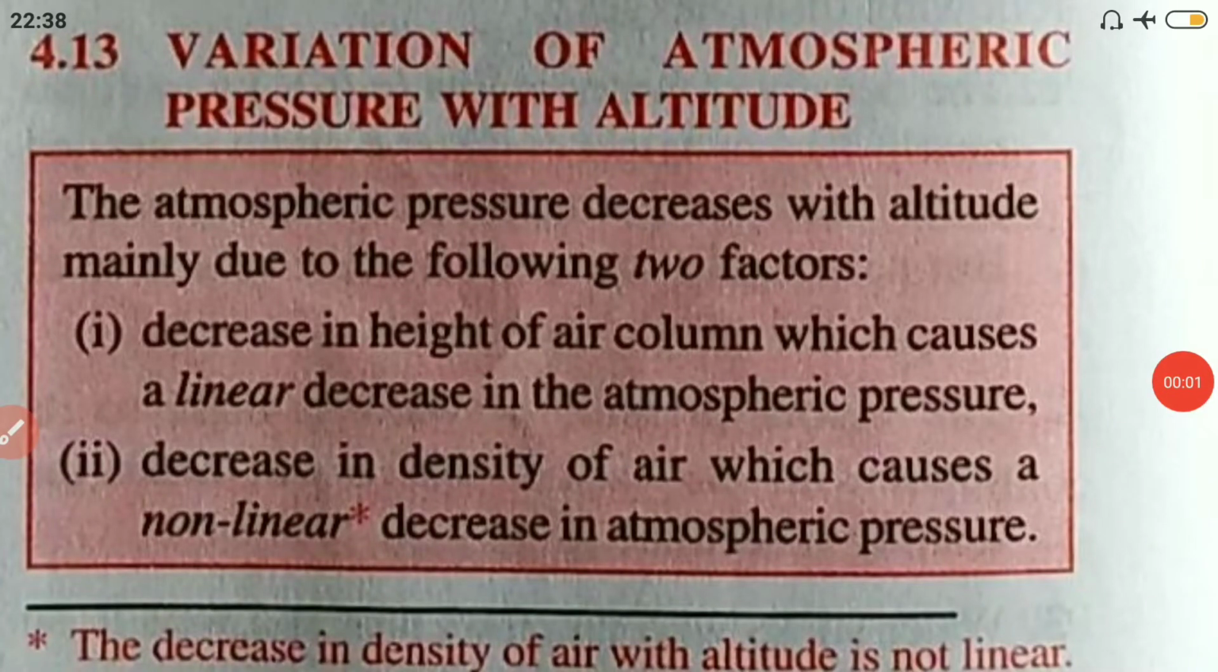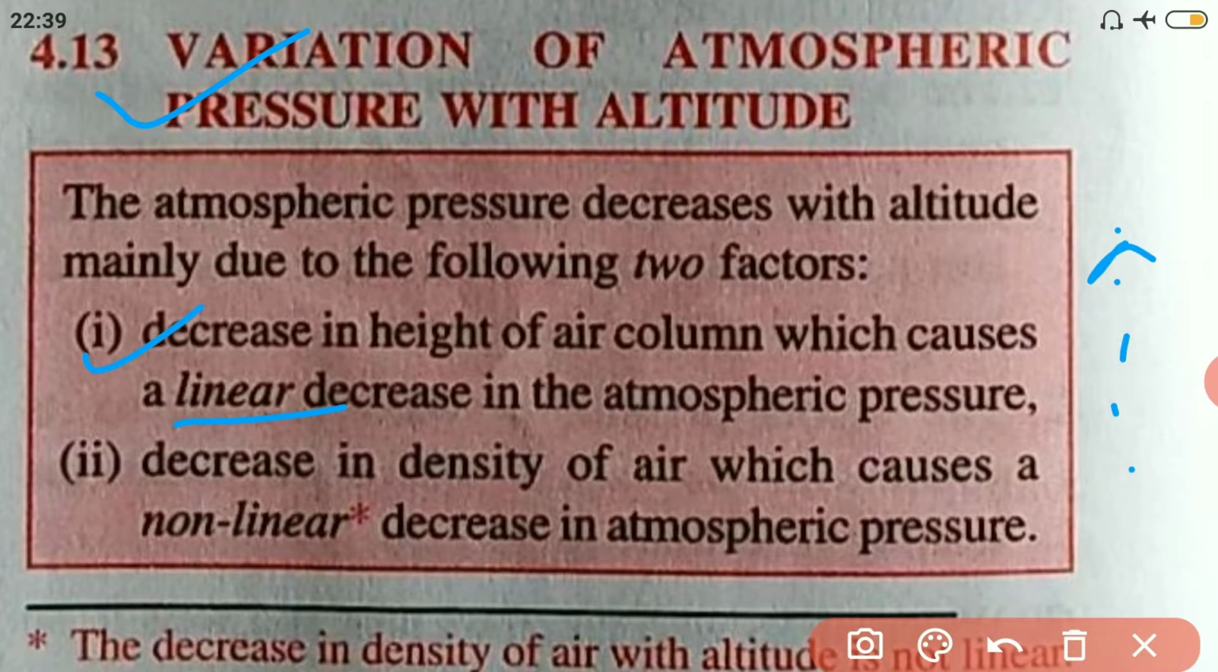This video is for class 9 physics and today's topic is variation of atmospheric pressure with altitude. The atmospheric pressure decreases with altitude mainly due to the following two factors. Number 1, decrease in height of air column, which causes a linear decrease in the atmospheric pressure. It means as we are going up, the pressure on the object decreases. Number 2, decrease in density of air, which causes a non-linear decrease in the atmospheric pressure.